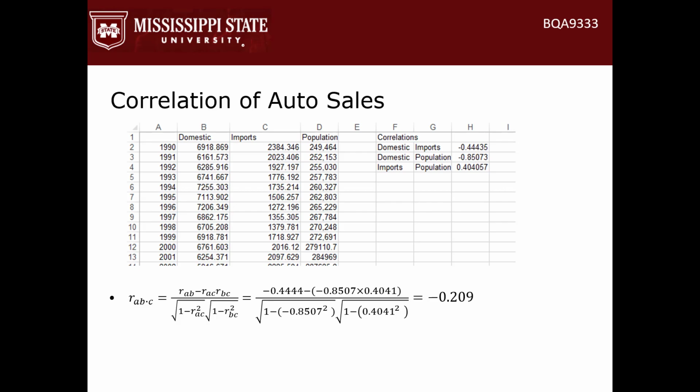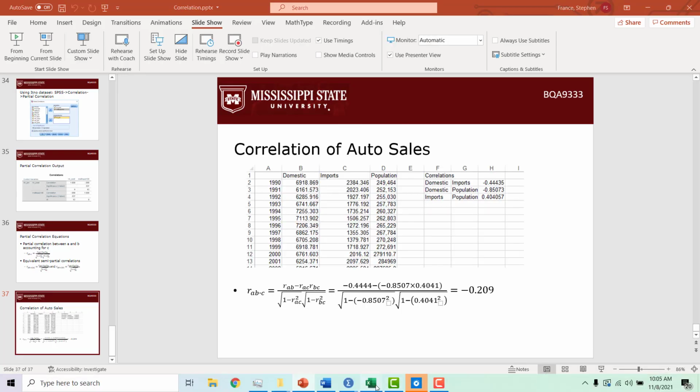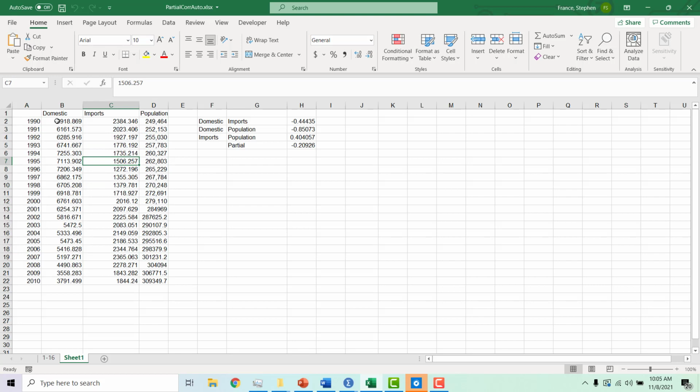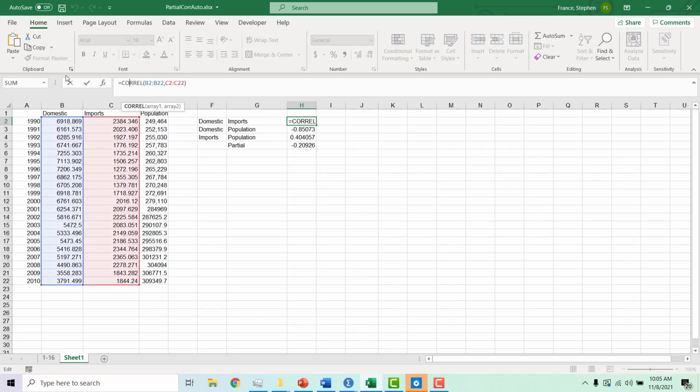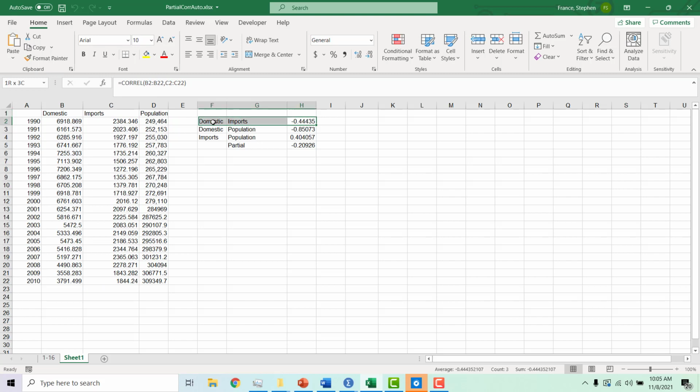So here's a little example which I've actually done in Excel. We have an Excel sheet here, and we have car sales for domestic and imports from 1990 to 2010. You can see the sales of domestics and the sales of imported cars, and we calculate the correlation between these two values. Unsurprisingly, there's a negative correlation here because when domestic goes up, imports go down and vice versa.